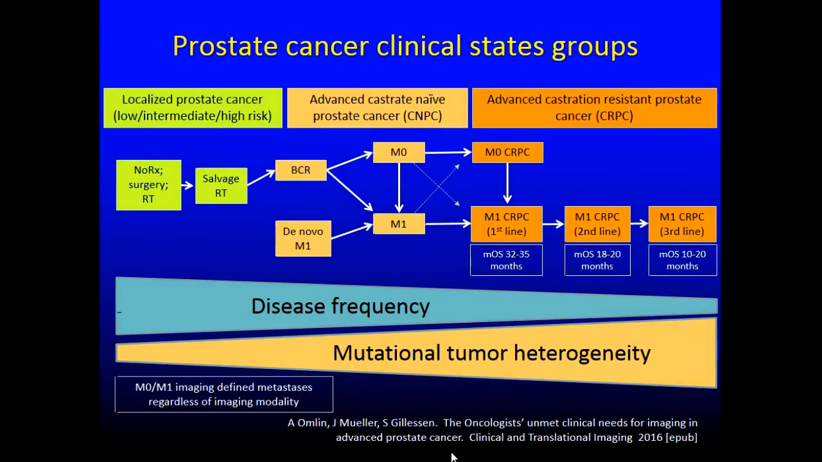Here are the clinical states that all of you are aware of, and you know that patients are divided into localized and advanced stages, and the advanced stages are divided up into the castrate-naive and the castrate-resistant states, and then within each of these groups there are different subcategories. So for example, in localized disease we have low, intermediate and high risk groups, and in the castrate naive state we have the M0 as well as the M1 state.